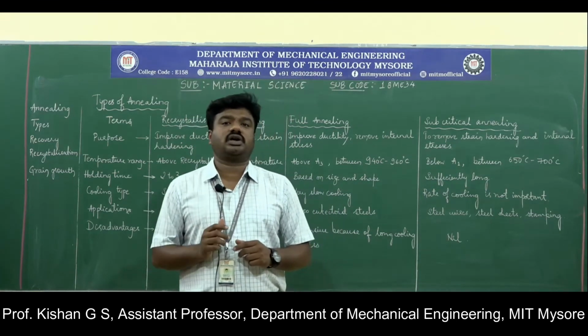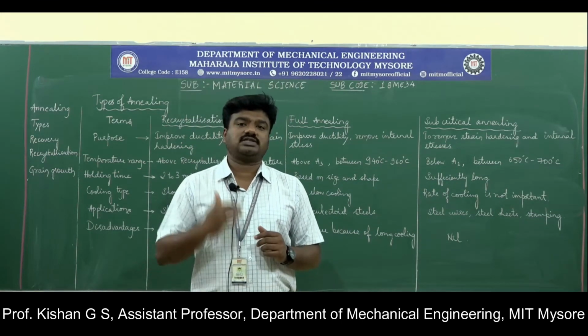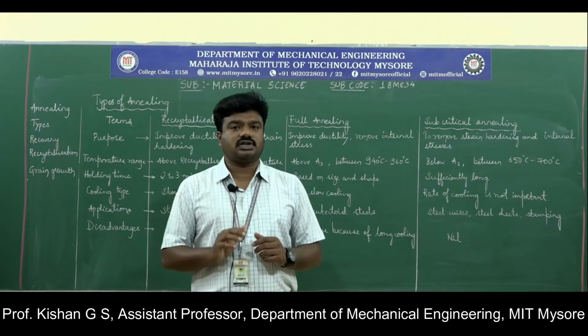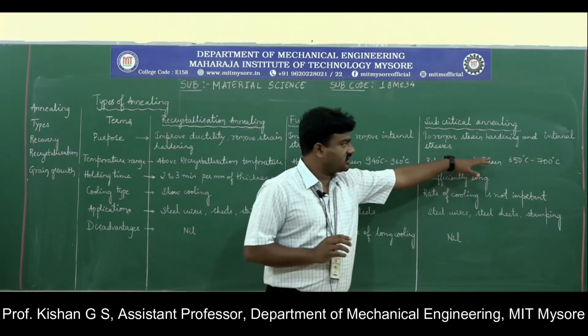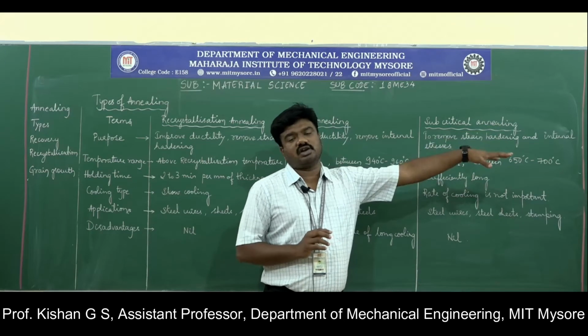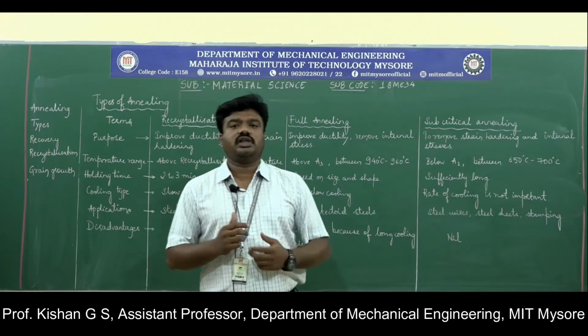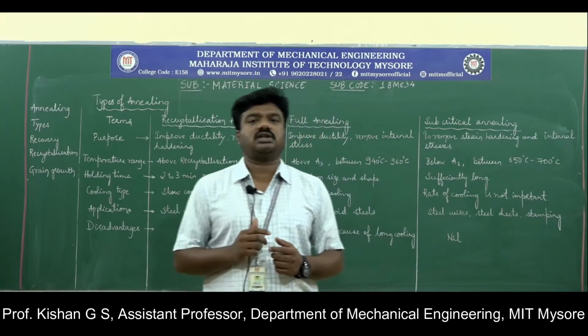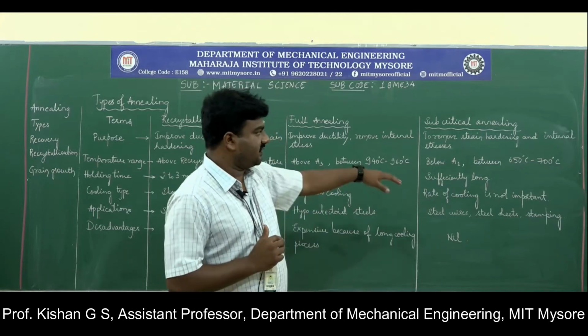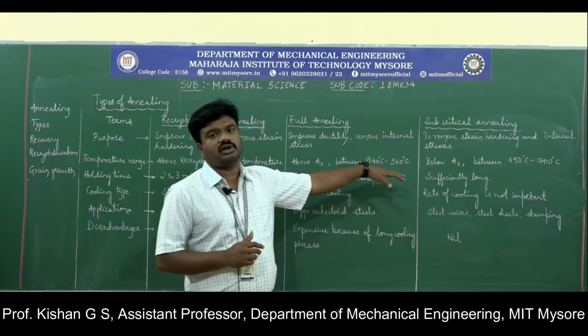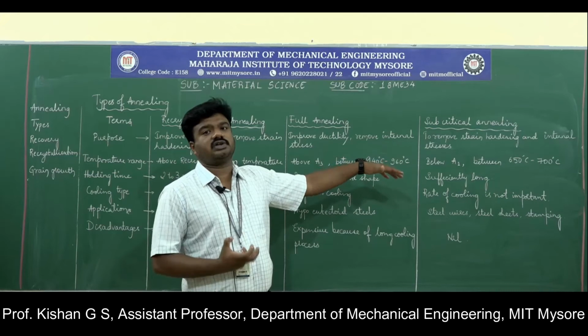So below the lower critical temperature means it should be lesser than 727 degrees Celsius. Here it is mentioned as 650 to 700 degrees Celsius, which means it is below the lower critical temperature, that is less than 727. So it is 650 to 700 degrees Celsius wherein the material is going to be considered for heating.